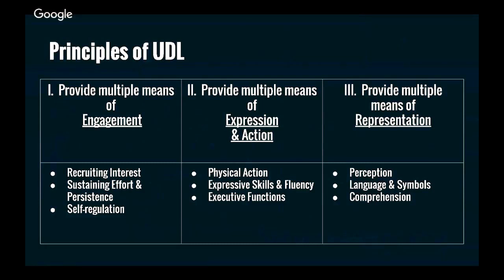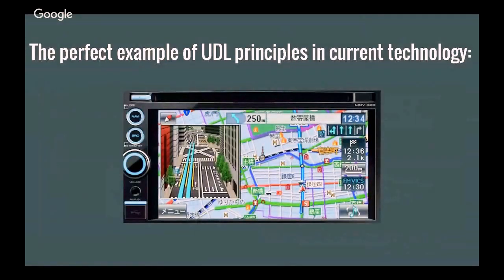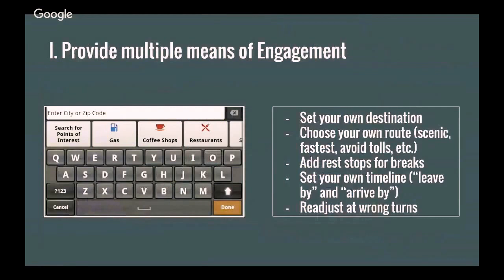So instead of boring you with what the 3 principles really mean, I wanted to take a look at the 3 principles using a single example. GPS is the perfect example of current technology that encompasses all 3 principles of engagement, expression, and representation. So how does a GPS provide multiple means of engagement? Well, first and foremost, it allows you to choose your own destination. You get to set your own goal.